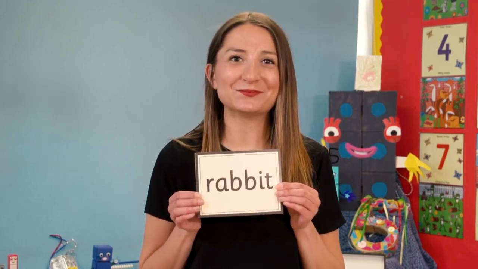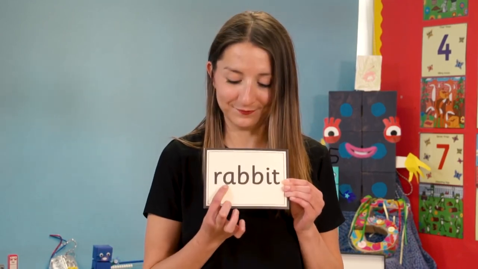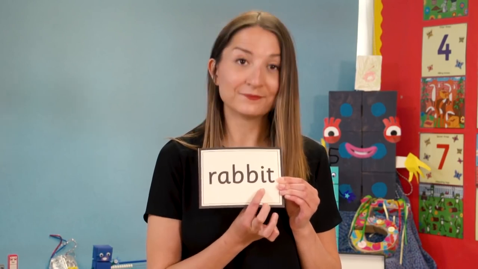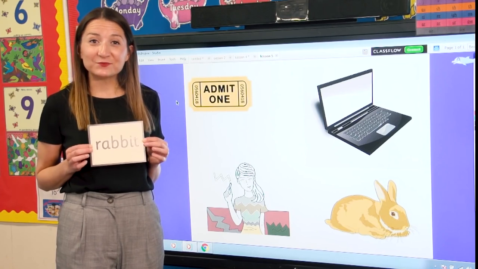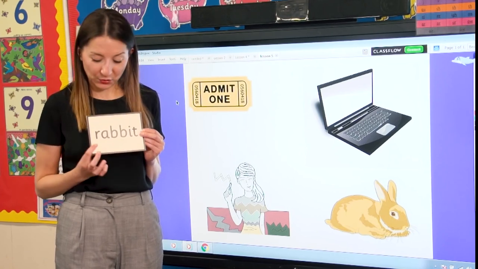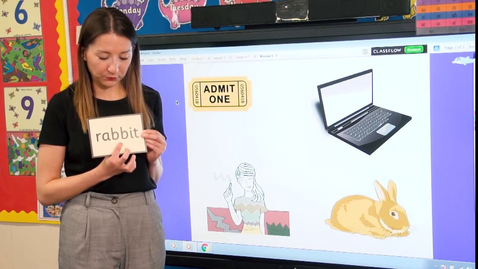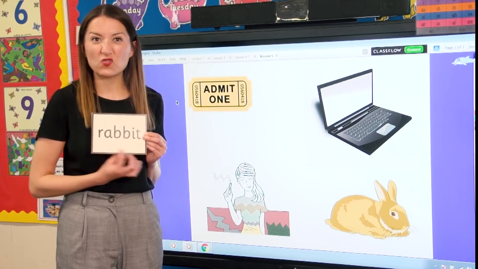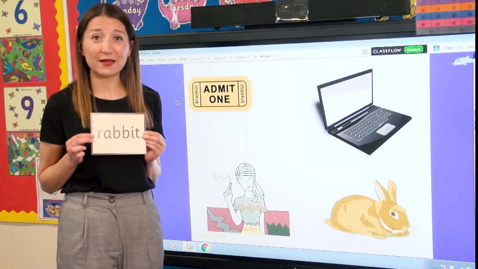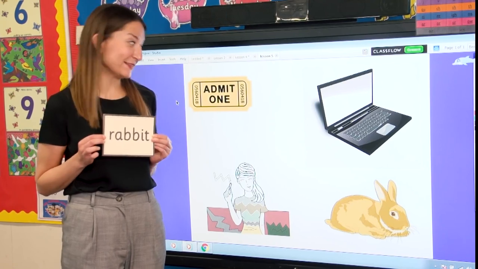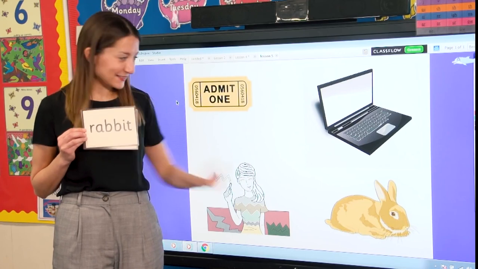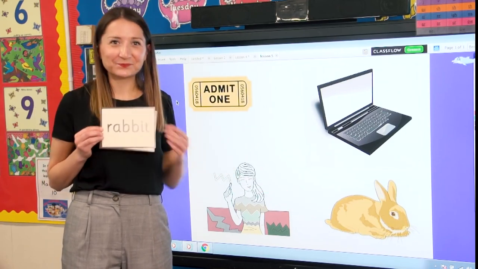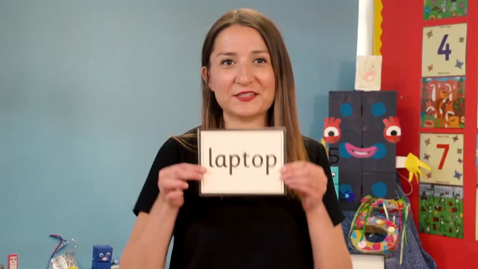Sound out and blend. Can you see the matching picture? Read the word with me. R-A-B-I-T. Rabbit. The rabbit hopped around the field. Can you point to the matching picture? Yes, there it is. Let's have a look at this word.